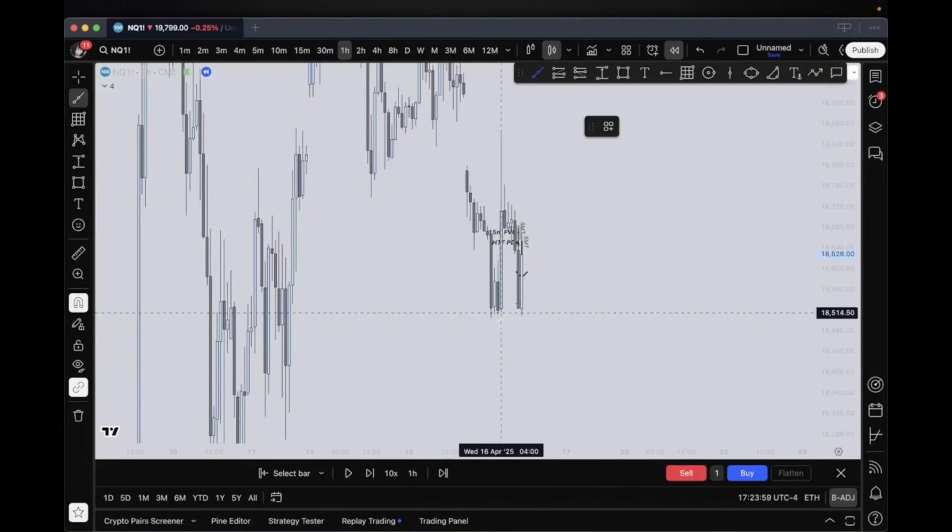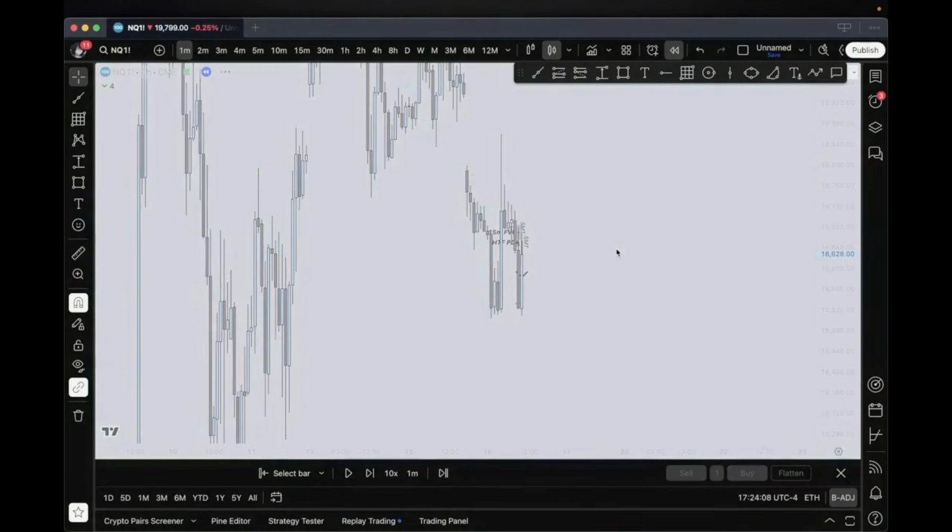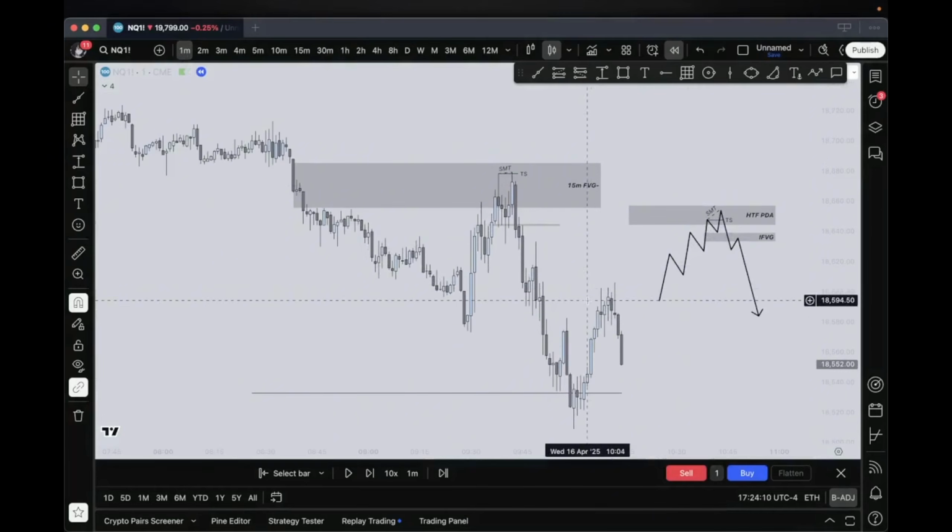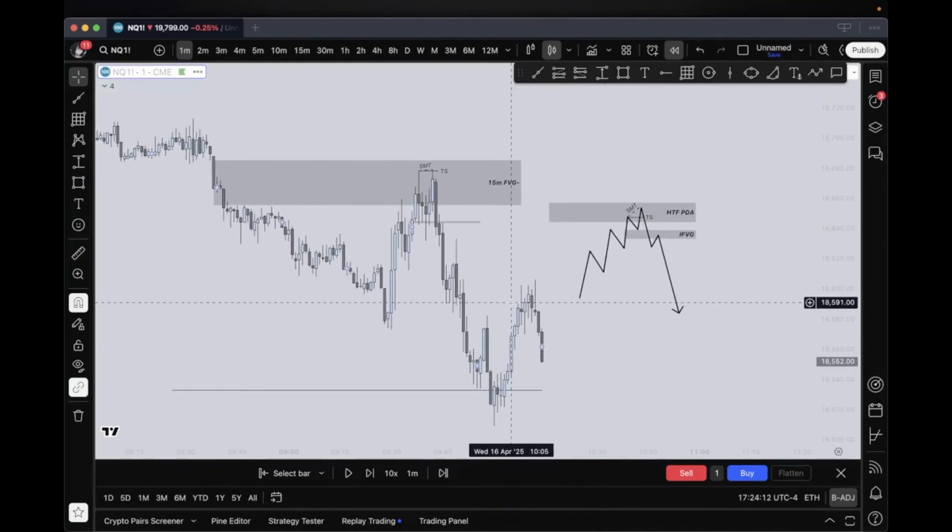ERL, which is external range liquidity, right? These hourly lows, these Asia lows, it's bread and butter, I'm telling you. My next video will be over IRL and ERL, by the way, so I would definitely recommend watching that. But A+ setup, really perfect.